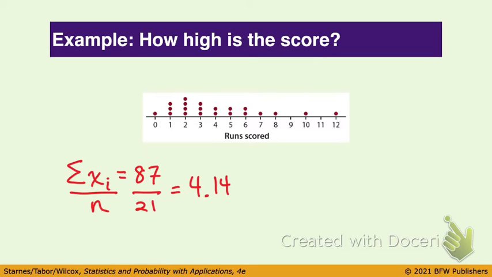So again, that is the mean number. So that basically means that we can expect to see about 4 runs scored per game. That's what that means.